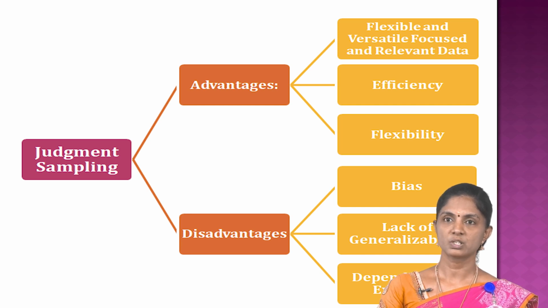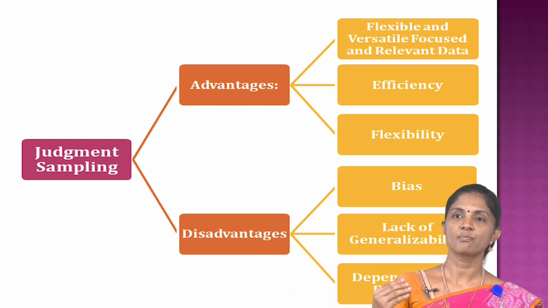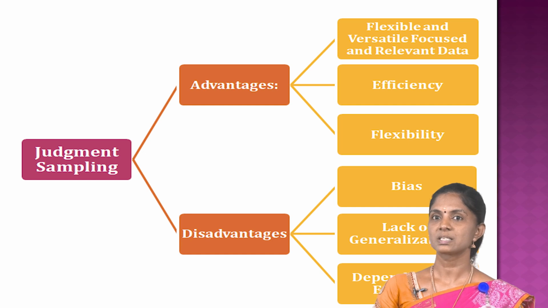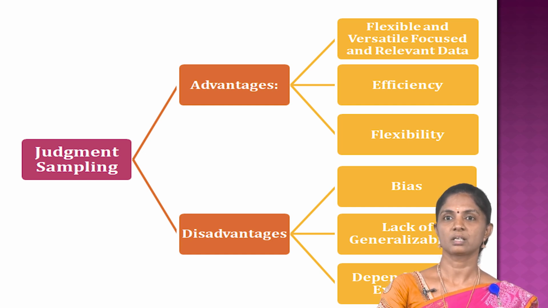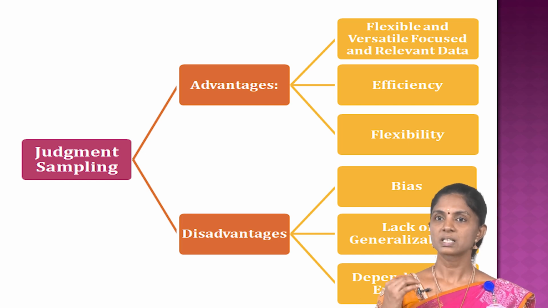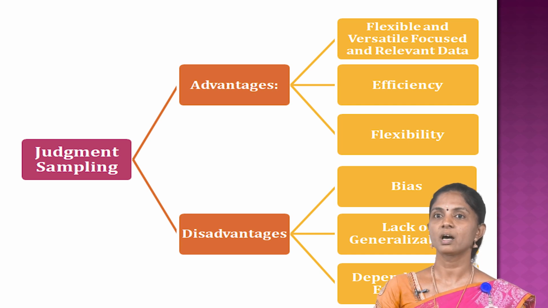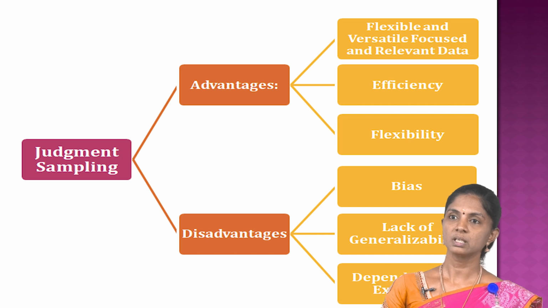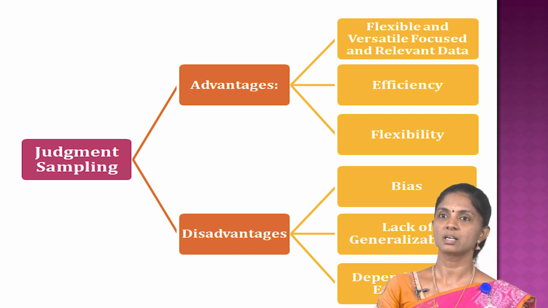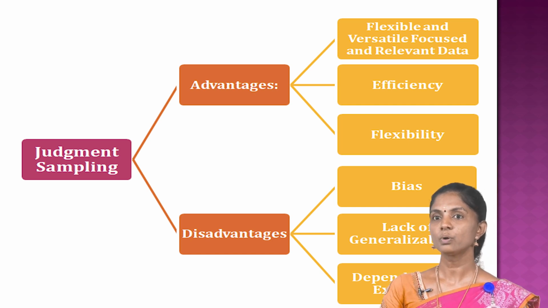So, for an example of judgment sampling, researchers studying the impact of innovative teaching methods on students' performance might use judgment sampling to select teachers known for their innovative practice. The researcher would select teachers from various schools who have received awards or recognition for their teaching methods. By focusing on these specific teachers, the researcher aims to gather detailed insights into effective teaching strategies.